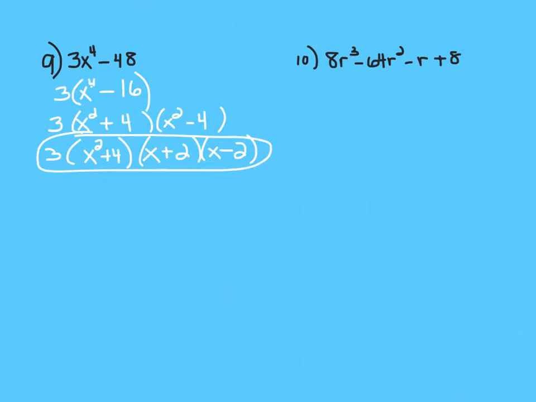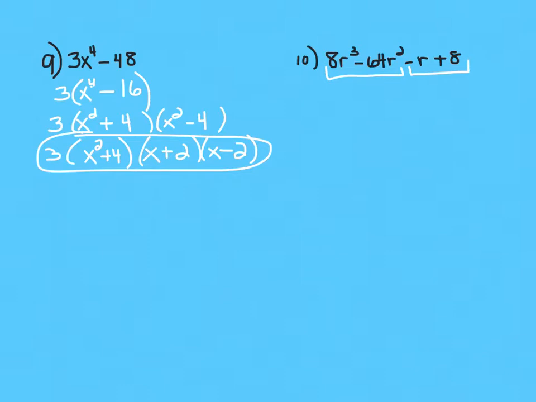Okay, number 10. First thing you want to say to yourself, just like every single problem, can I factor out a GCF? Well, it was looking like we could maybe factor out an 8, but this doesn't have it. This only has a 1, so we can't do that. And we can't factor out any r's because the last term doesn't have it. So if you have 4 or more terms, we're going to just do grouping. So I'm going to group together the first two terms and group together the last two terms.